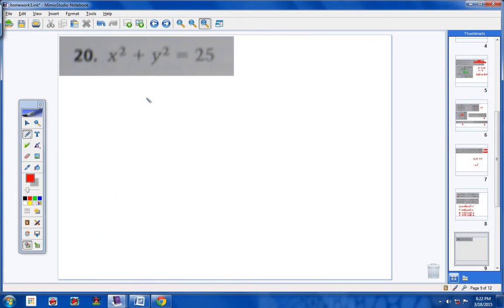Alright, numbers 20 through 22, they want us to sketch the graph, so this shouldn't be too difficult. First of all, the center would be 0, 0, and the radius would be what? Well, 25 can be rewritten as what? 5 squared, so the radius is 5. So here we go. It's very simple to do, guys.